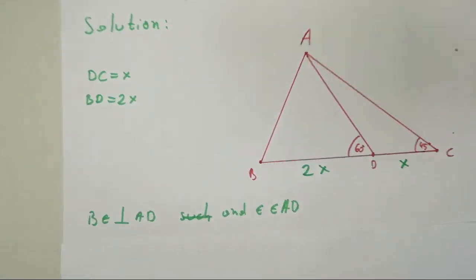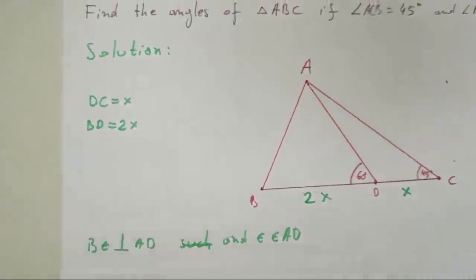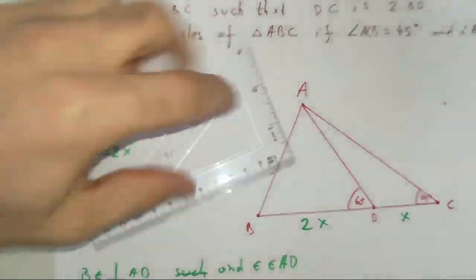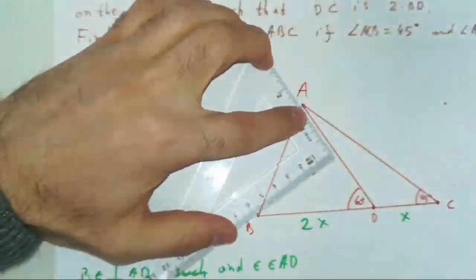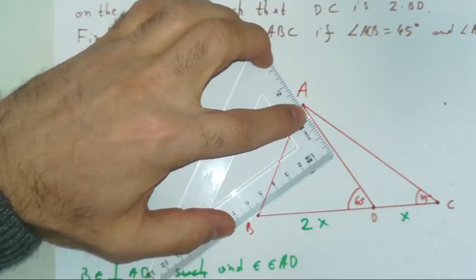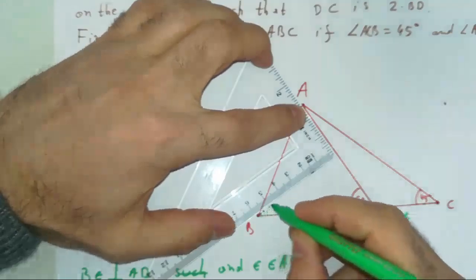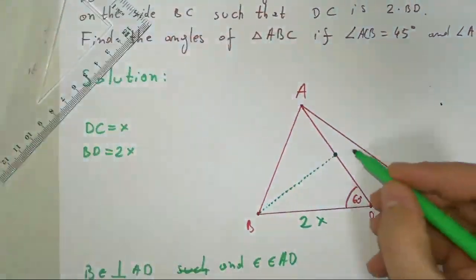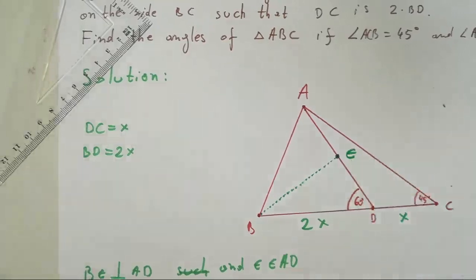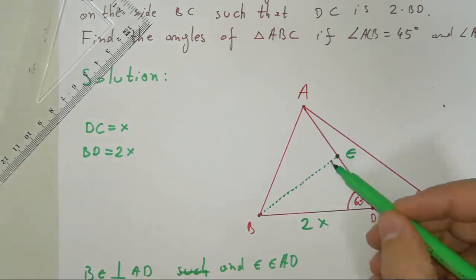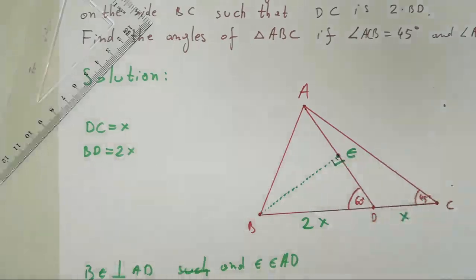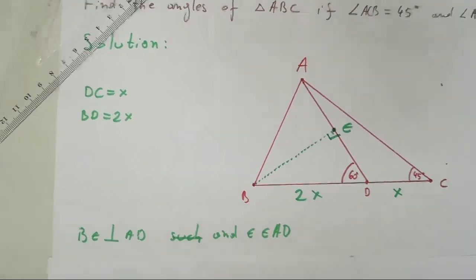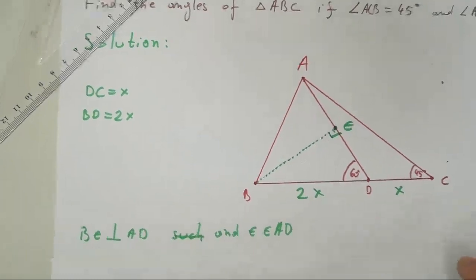Now let's take a point, and this is maybe the tricky part of this problem. Let's take a point here, which is point E. The point E, which is given just like here. BE should be perpendicular to AD, and point E should be an element of the line segment AD, so it should lie somewhere here. It's a good hint. You can continue now. Give it a try.